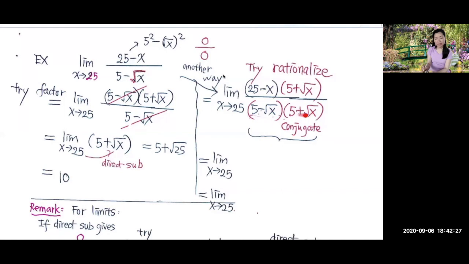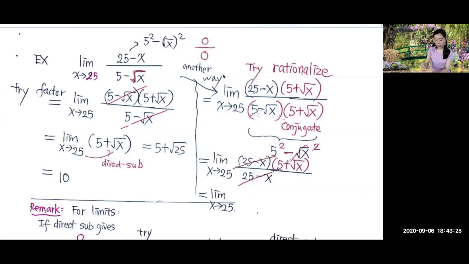By doing this, these two multiplied will give you 5 squared minus the square root of x squared. And you see the square sign and this radical sign here. Those are reverse operations, right? So they will undo and give you back the x right here. So you're going to get 25 minus x in the denominator. So you have got rid of the radical sign in the denominator. Now, in the numerator and denominator, you can cancel out this common factor, 25 minus x.